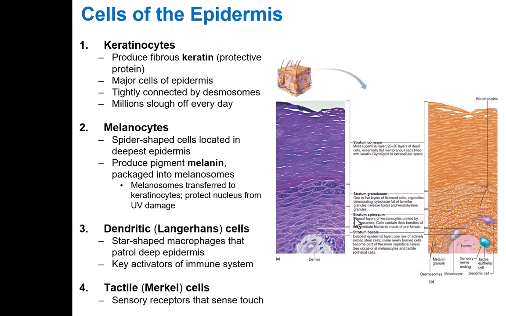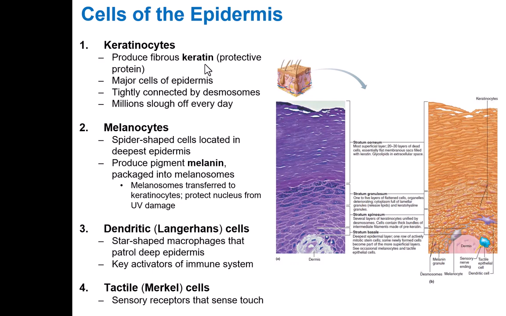There are lots of cell types that you find in the epidermis. Most of the cells are keratinocytes. They are producing keratin, which is a protective protein. And it's there for waterproofing, for protection against friction. It's real tough.